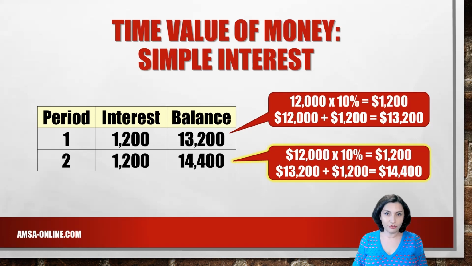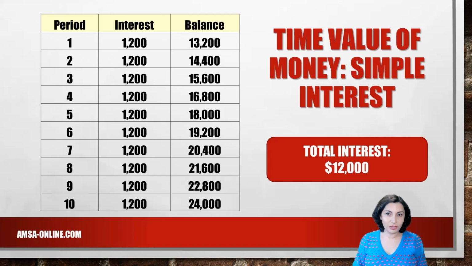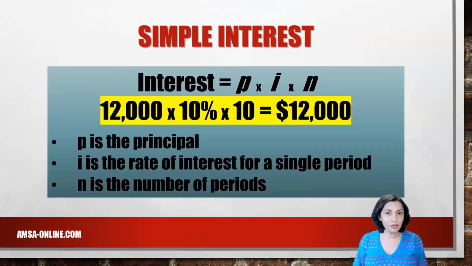Do the same calculation for the second year. Note that we don't add interest from the first year to calculate the interest for the second year. The interest amount is the same for each year, and the total interest for 10 years is $12,000. The balance due back to Hyde at the end of the lease term is $12,000 principal and $12,000 interest. You can also use the formula and compute interest for 10 years. It is $12,000 principal multiplied by 10% and multiplied by 10 years.